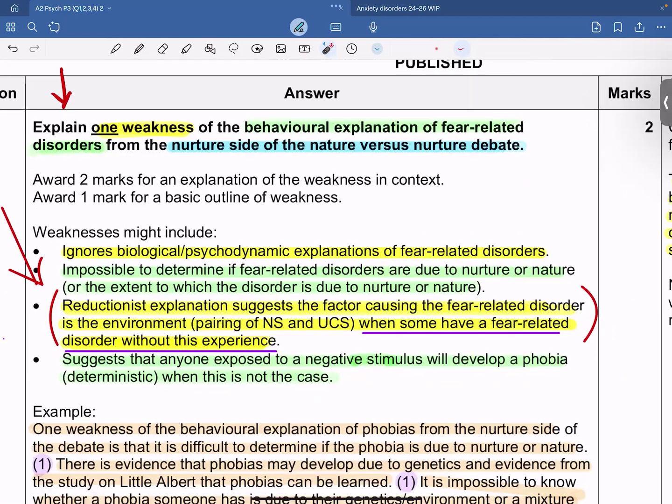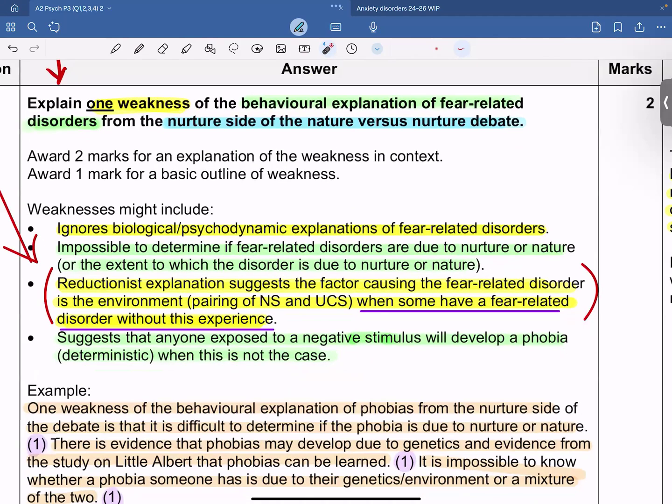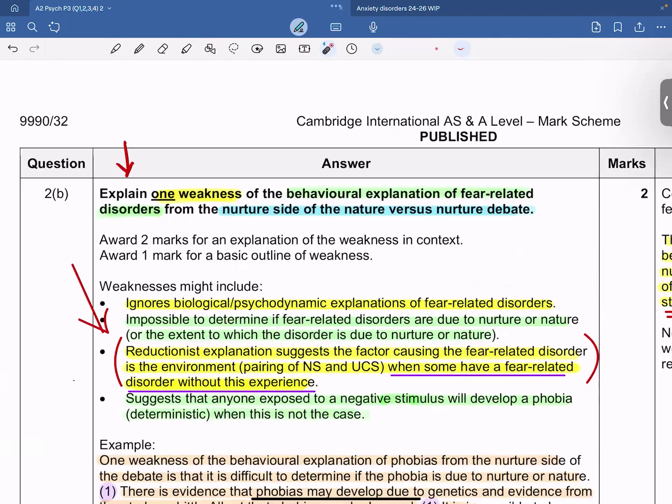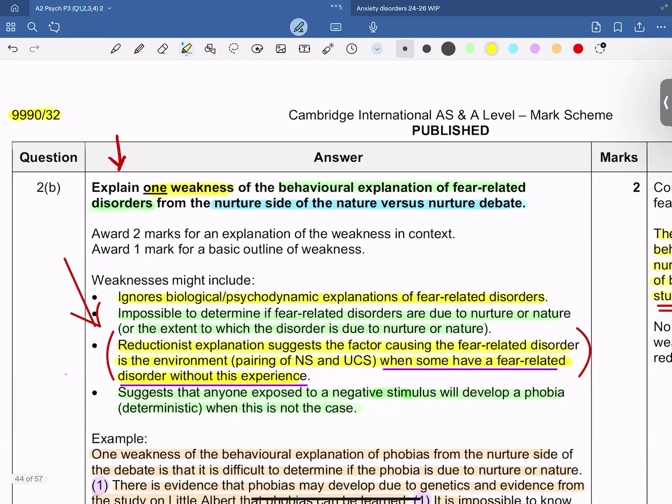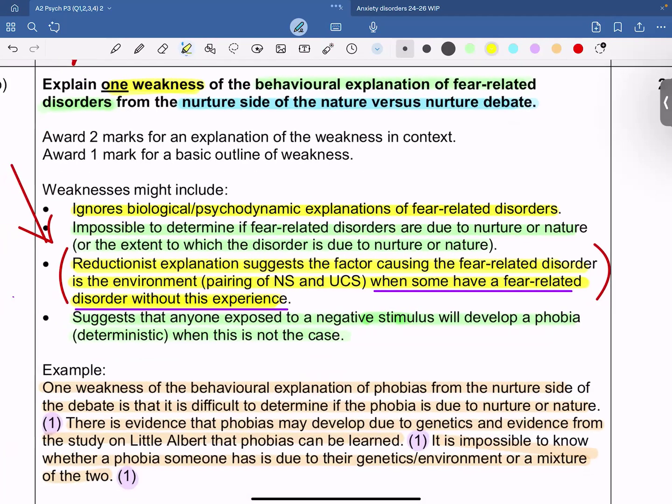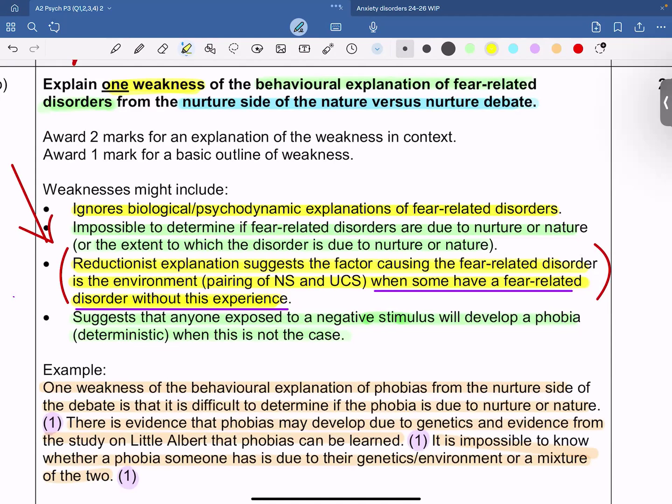No credit to just identifying a weakness on its own or just calling it reductionist, maybe taking a quick look. This happens to be a 2-mark question again. Question number 2B from paper 3, variant 3-2, May 2024. Explain one weakness of the behavioral explanation of fear-related disorders from the nurture side of the nature versus nurture debate. You could write down that it ignores biological or psychodynamic explanations of fear-related disorders, but then you'd have to connect it to nurture. Impossible to determine if fear-related disorders are due to nurture or nature, or the extent to which the disorder is due to nurture or nature.